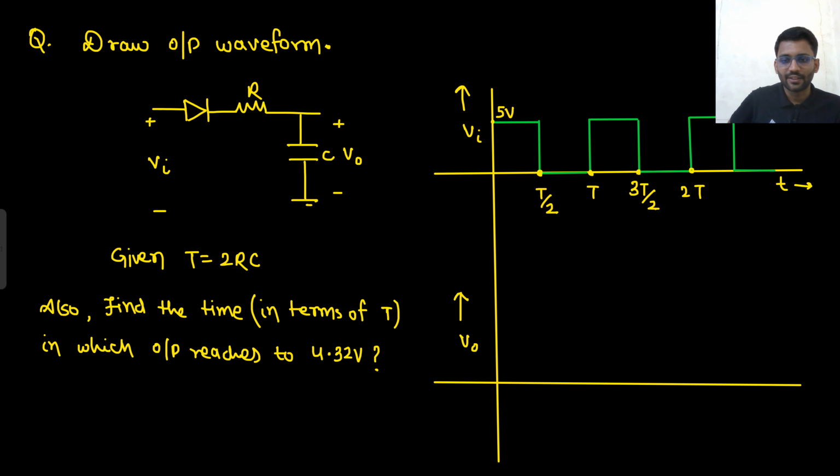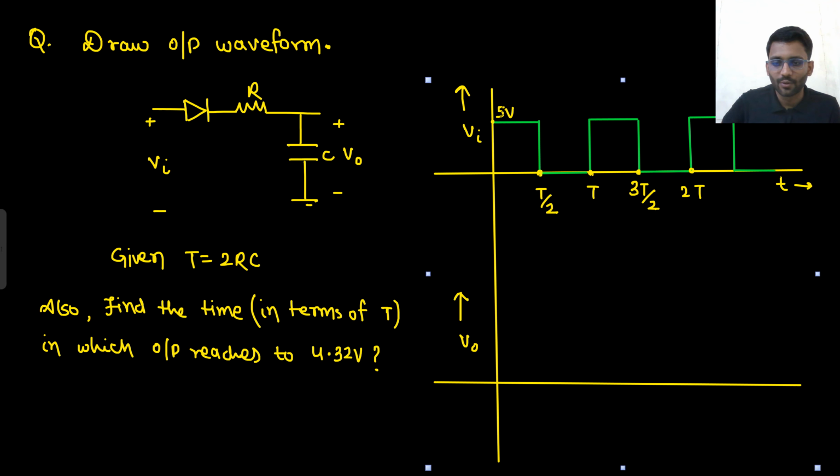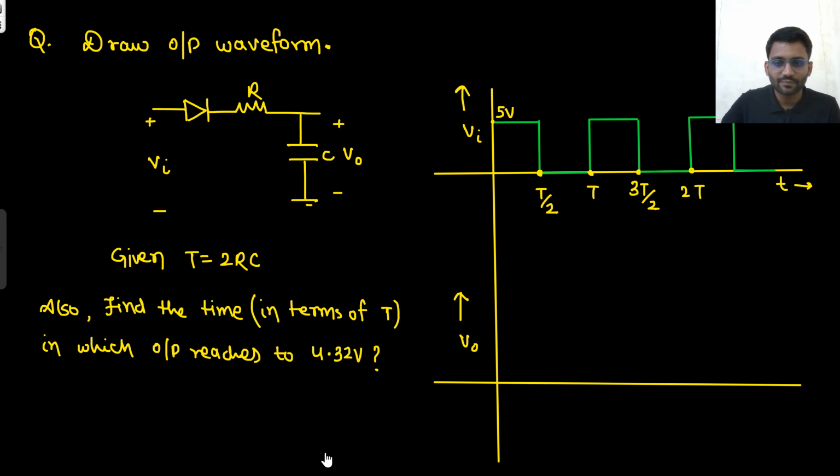Before that, we will see a question where we need to draw the output waveform. Why are we taking this question? Because I don't want you to mug up the things, but to understand the things. So try it on your own. This is my input voltage. I hope you can see the input voltage. This is simply a square waveform, and you need to draw the output waveform.